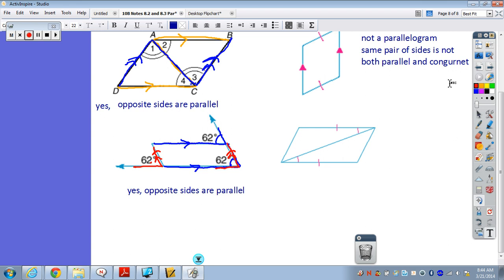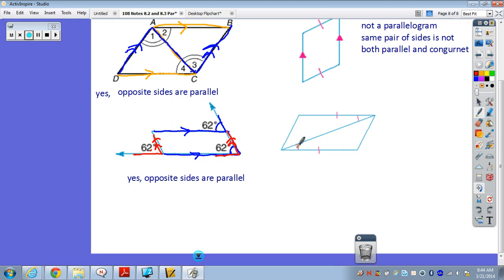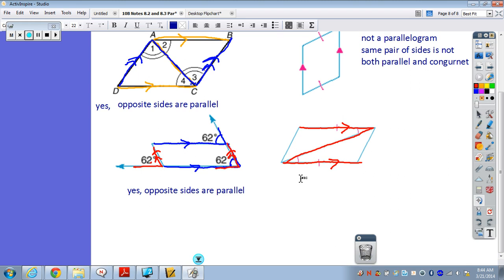Okay, and the last one, so I have tick marks for congruent side, and then I also have these angles. Remember, they're alternate interior. So I'm going to trace the two angles to see which sides of the parallelogram, and it's top and bottom, so I'm going to mark them parallel, and then it does fit one of our ways now. So we're going to say yes, one pair of sides is both parallel and congruent. So that is the property of parallelograms and how you apply them. Tomorrow in class we will be doing 10C to practice with this.